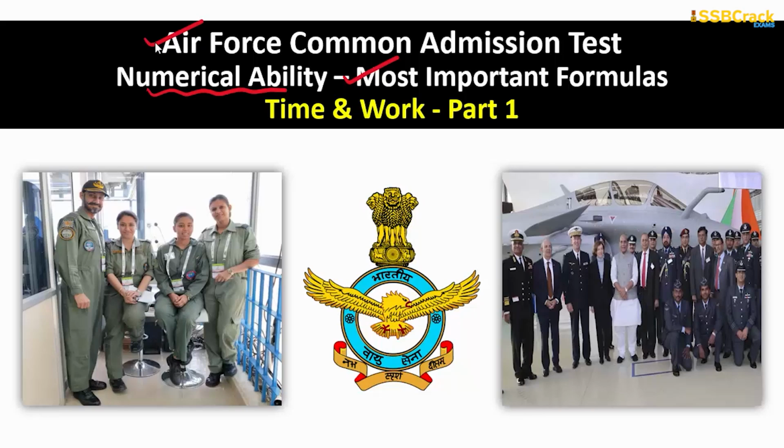And in this particular session we will discuss the important formulas of the time and work topic. So time and work is of utmost importance from your AFCAT point of view, as you get approximately 2 to 3 questions from this topic each and every year in your AFCAT exam. So study this topic very carefully, and these important formulas can help you solve all the questions of time and work in very less time. Okay, so let's get started.